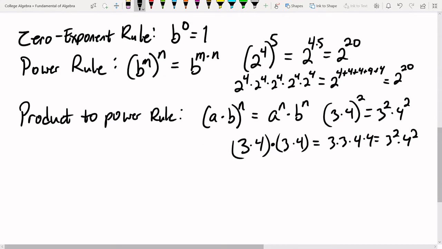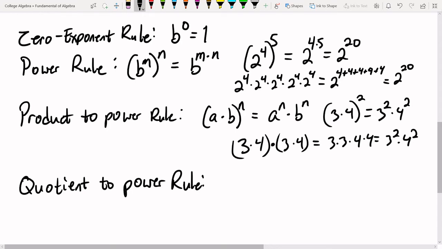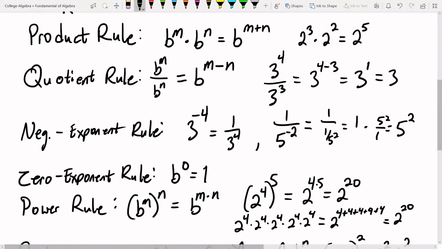Now, besides product to a power, we also have a quotient to a power. If we can distribute a power over a product, then we can distribute a power over a quotient. That's because products and quotients are nearly the same thing. And you can use the same kind of reasoning as the product to power rule. You can expand it out and see it. Now, let's try these rules out on simplifying some problems.